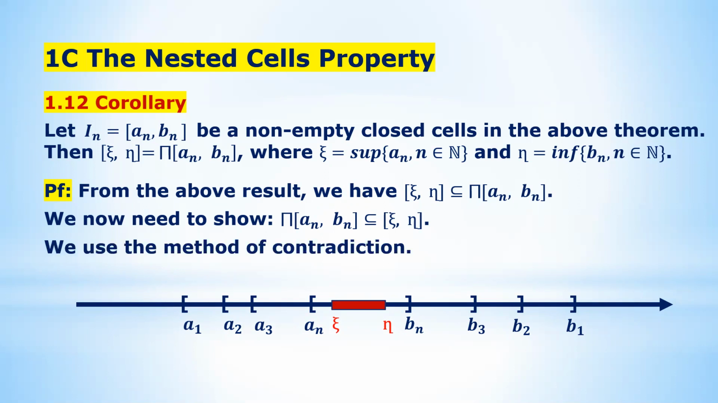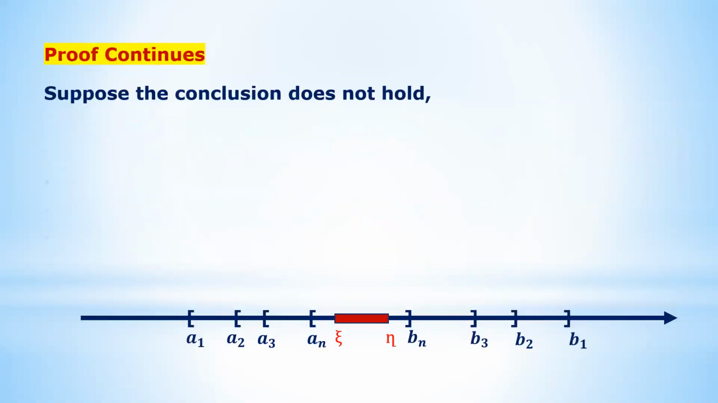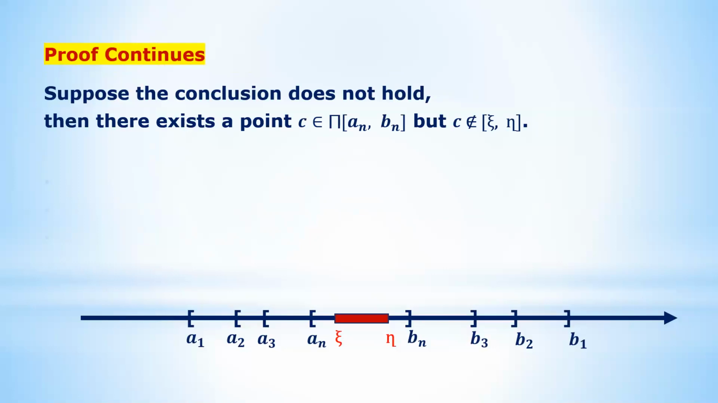We are going to use the method of contradiction. Suppose the conclusion doesn't hold. What does that mean? It means that this intersection is not contained in this interval C to eta. So there is a point c in the intersection, but this c is not in the interval C to eta. We can do that, right? If we assume the opposite, then such a c always exists.